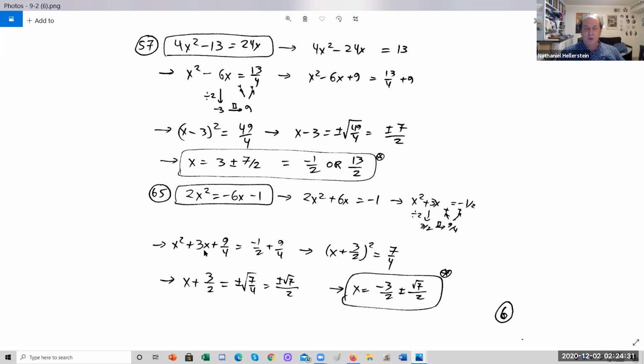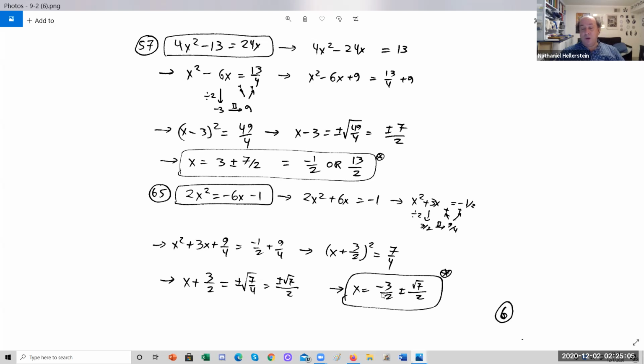So x squared plus 3x plus 9/4 is negative half plus 9/4. This left side is the square of x plus 3/2 here. And negative half plus 9/4 after some calculating is 7/4. All right, take square roots. x plus 3/2 is plus or minus root 7/4. That breaks into plus or minus root 7, all divided by root 4, which is 2. Then we subtract 3/2 from both sides and get x is negative 3/2 plus or minus root 7/2.